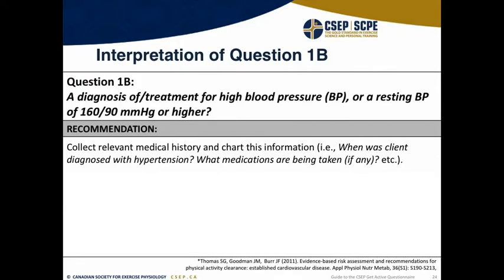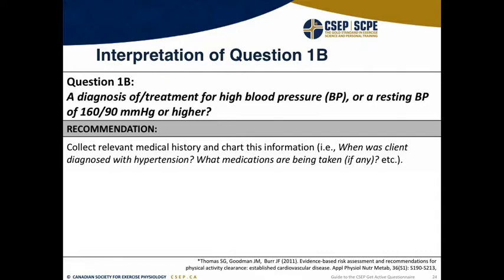Question 1B asks about a diagnosis of hypertension or a resting blood pressure in excess of 160/90. Again, you want to ask and probe the client with follow-up questions related to this yes answer. So if there was a diagnosis of hypertension, when did the diagnosis occur? If medications have been prescribed, what medications are being taken?